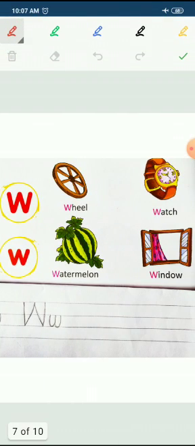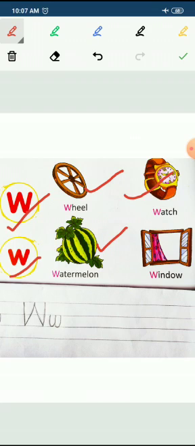Then after, next letter is W. This is capital W and this is small w. This is a picture of a wheel, this is watermelon, this is watch and this picture is window. You can see here this letter is capital W and this is small w. Capital W comes in the upper three lines and small w comes in the middle two lines.